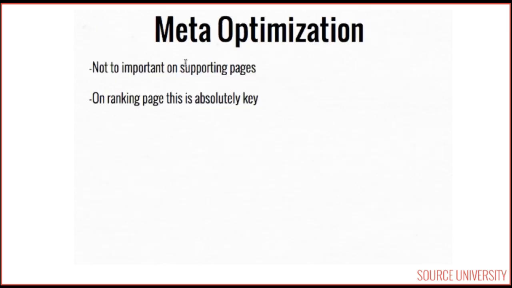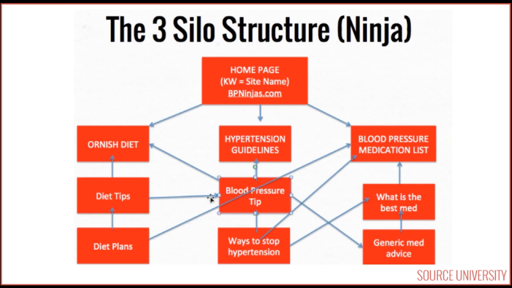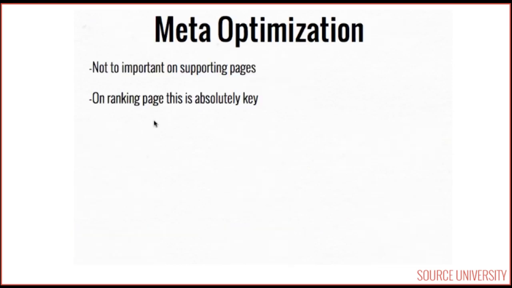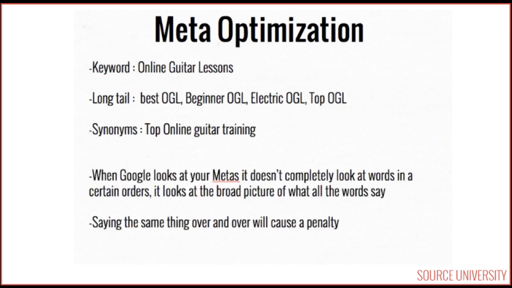All right, the next thing we're going to be diving into is meta optimization. Again, if you don't know what this is, be sure to go watch that quick beginner's course. It's essential to this. I'm just going to assume you know how to set your meta tags on your site for the remainder of this video. So meta optimization, it's not as important on supporting pages. The supporting pages are these bottom pages right here that we're not really going to try and rank. Where it is important is on your ranking pages. It's absolutely key. So let me show you how I set this up.